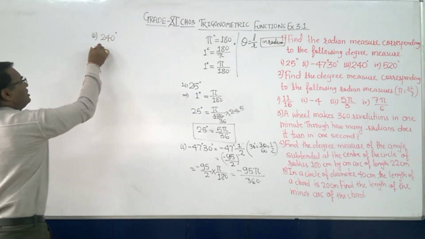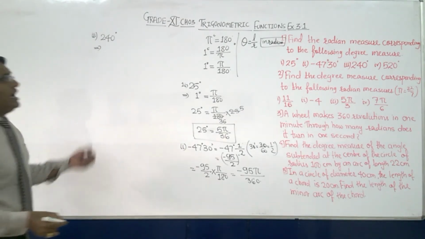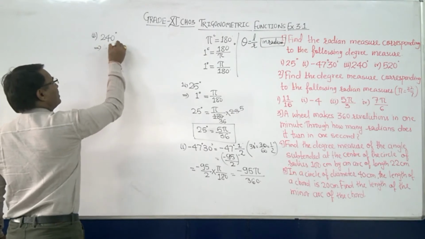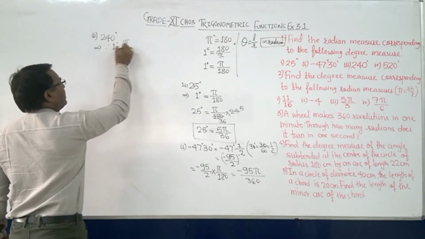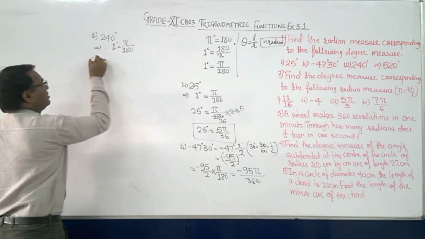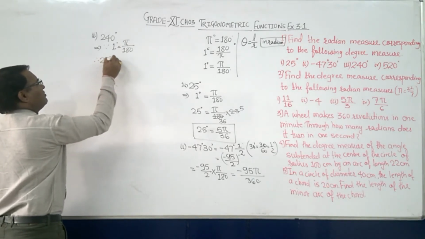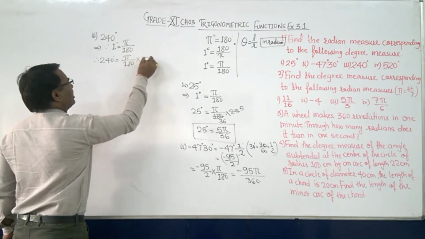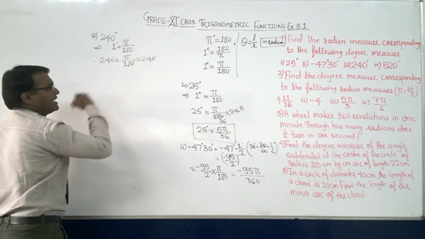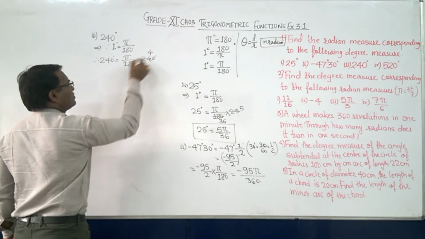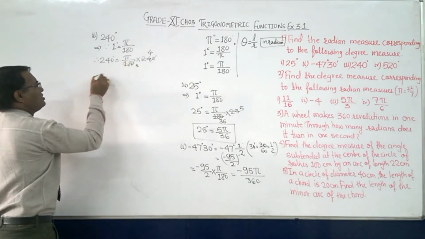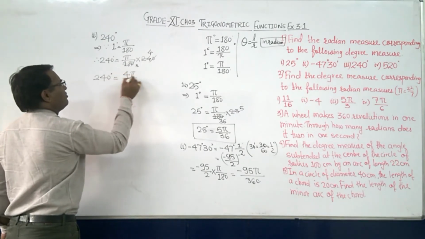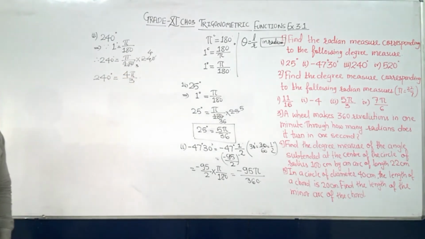Okay, again same thing. 240 degrees is what? Since 1 degree is equal to pi upon 180, therefore 240 degrees will be equal to pi upon 180 into 240. The zeros will get cancelled. You know that 6 fours are 24, 6 threes are 18. So 240 degrees is equal to 4 pi by 3 radians.